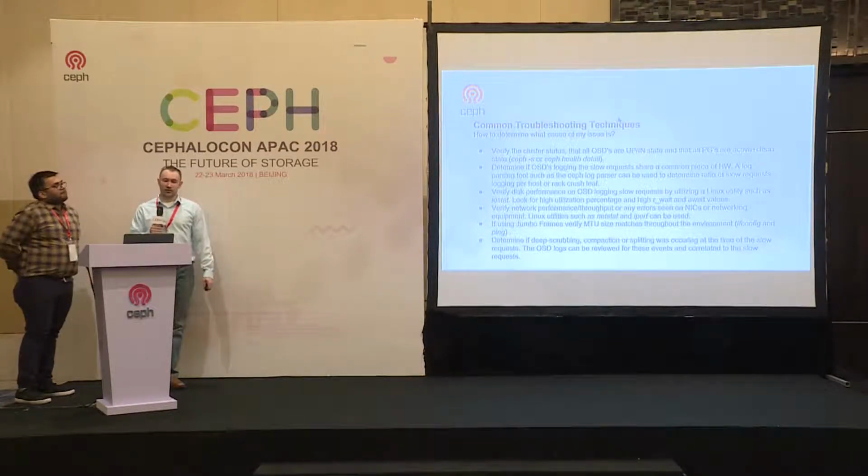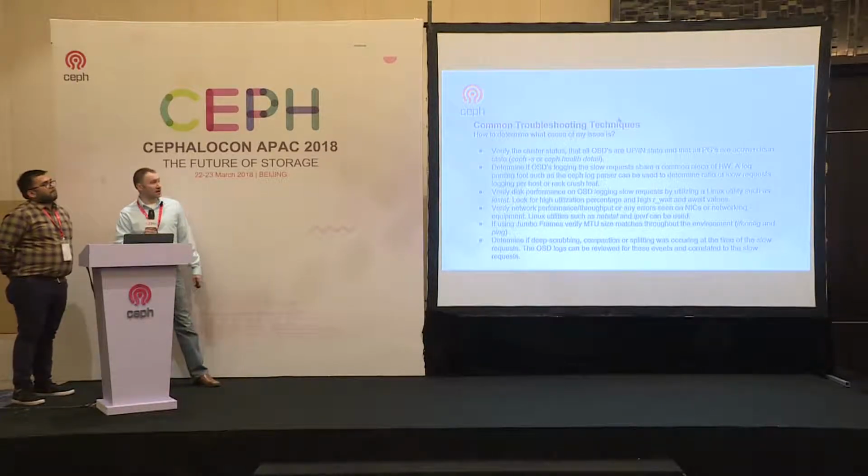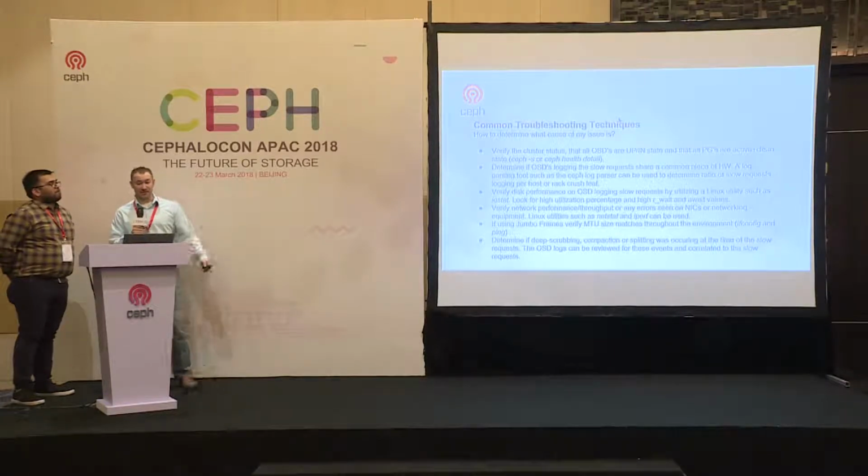Another common useful thing we can look for is network performance or throughput errors. So anything seen in the NICs, retransmits, any possible changes in the network, maybe an admin made a change in MTU or something along those lines, which kind of feeds into the next point.